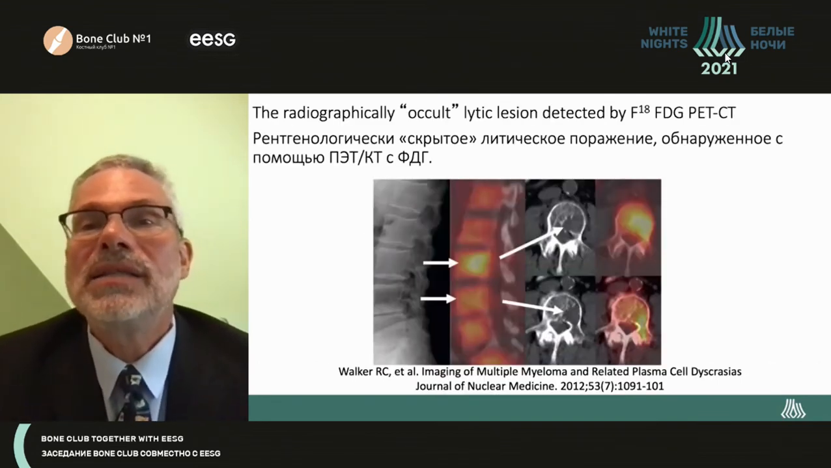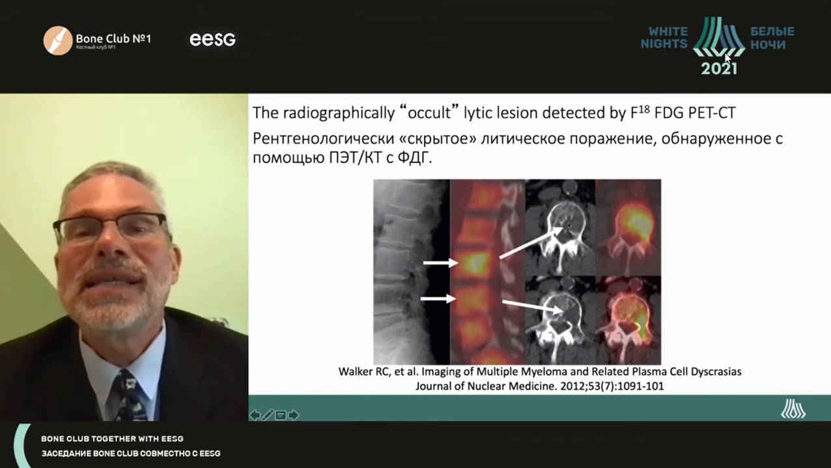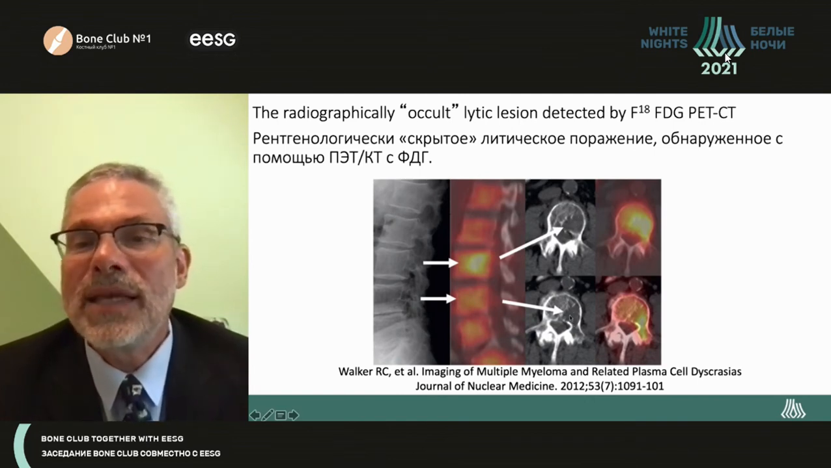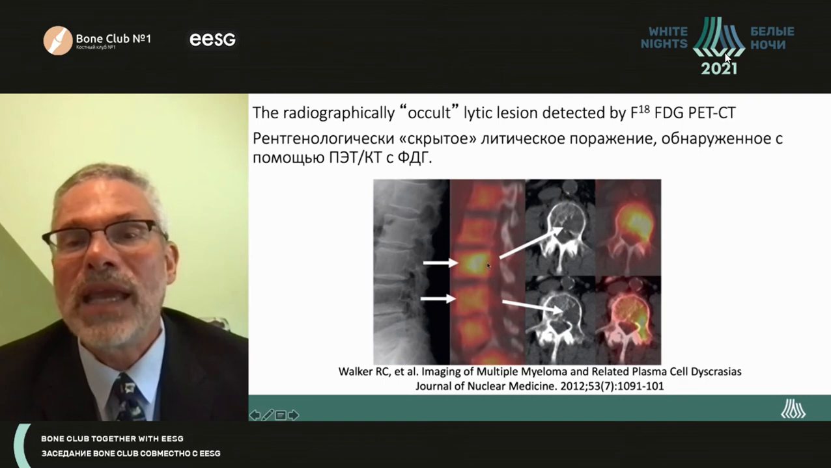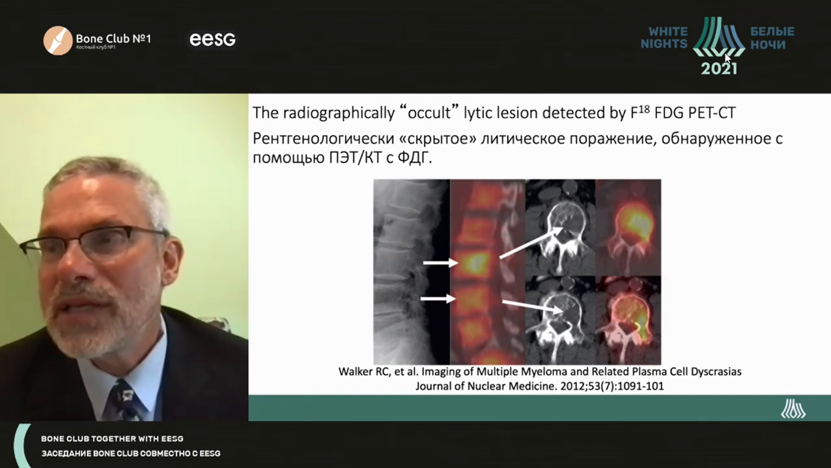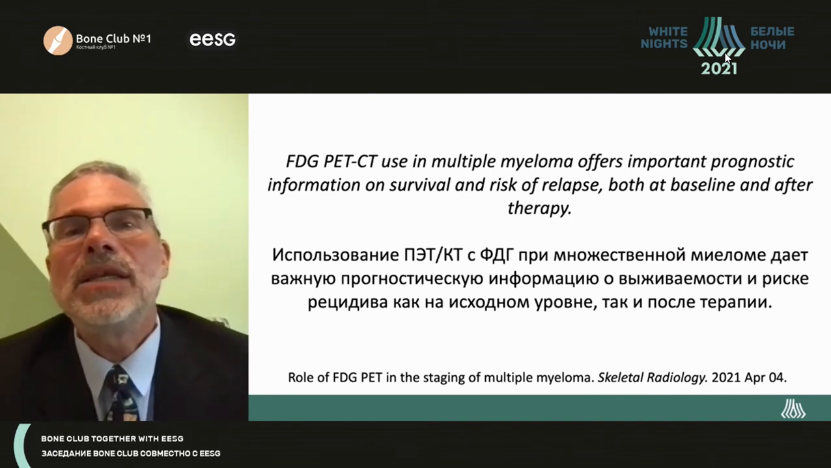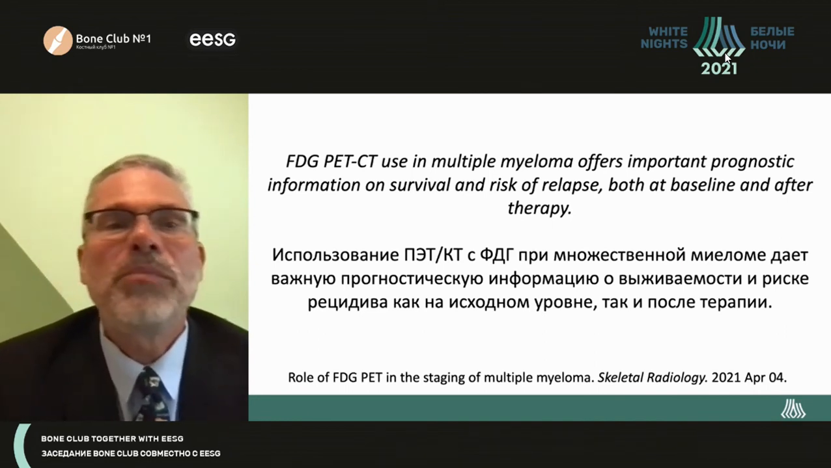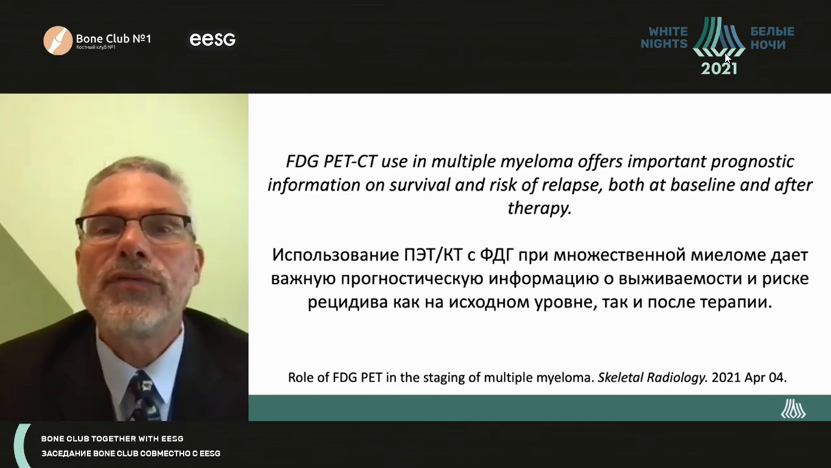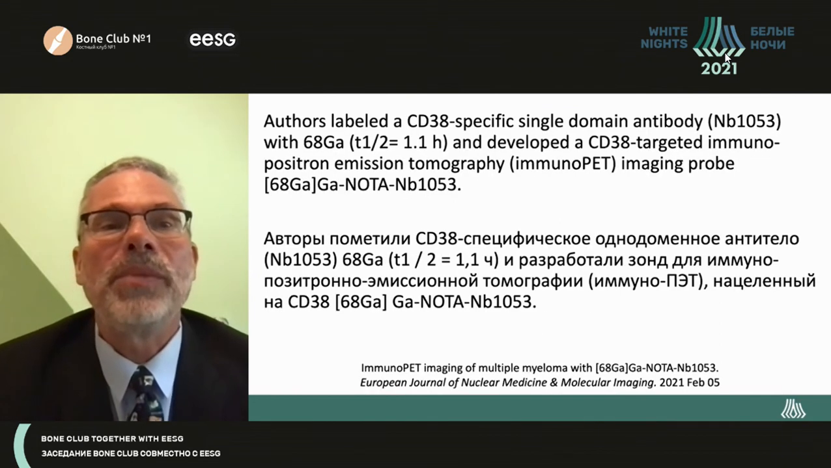Radiographically occult lesions detected by FDG-PET: this is a good example. Here we see plain film shows nothing. The CT shows this lucency, which we have a difficult time dealing with, but the FDG-PET is focally hot. So we know that this is something to chase down, while an area of focal osteoporosis should not be focally hot on FDG-PET. So FDG-PET CT use in multiple myeloma offers important prognostic information on survival and risk of relapse, both at baseline and after therapy.